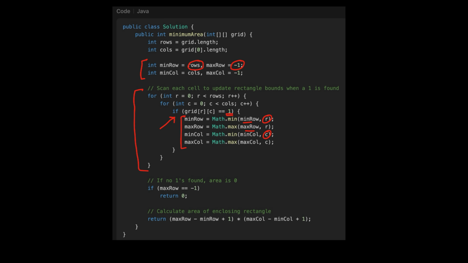After the for loop is complete, if the max row variable value is still equal to -1, it means there are no ones in the grid. In that case, we can return 0 as the output. If not, then I'm calculating the length and the width of the rectangle that covers all of the ones and then multiplying them with each other and returning the product.